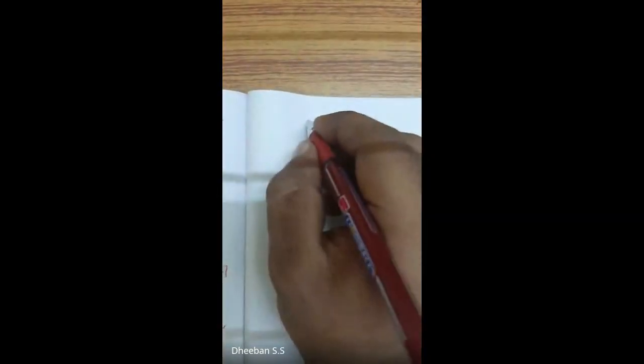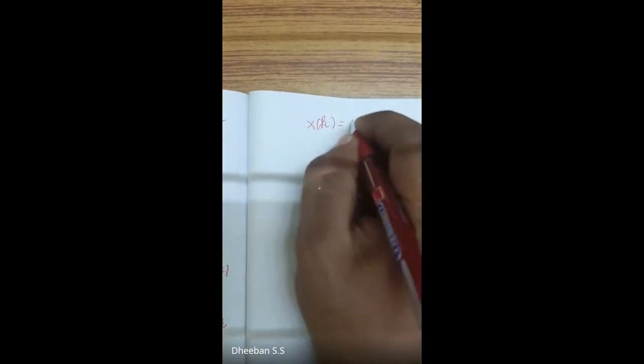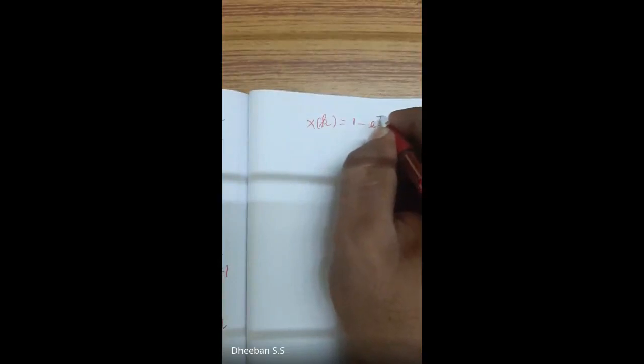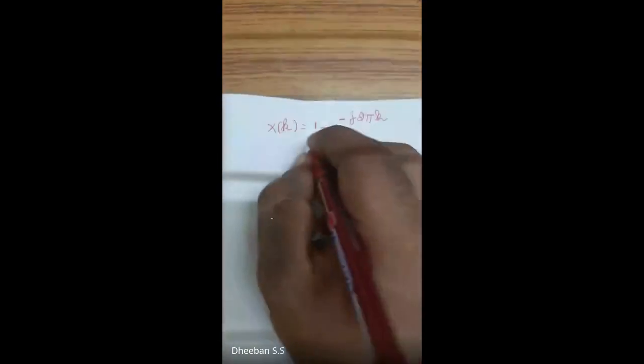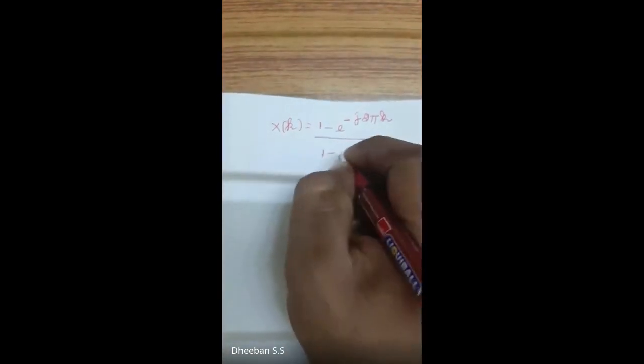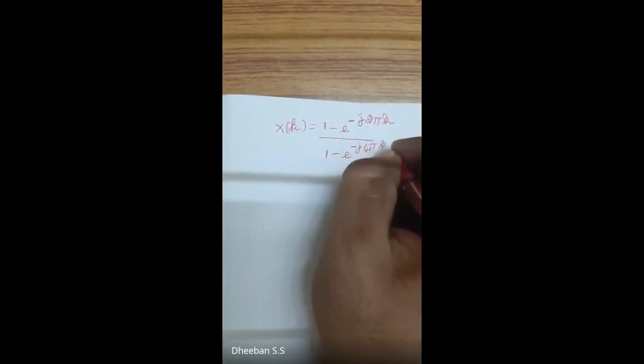Okay. So now if you are substituting the formula for this, you will be getting the final answer as x of k equal to 1 minus e power minus j into 2 pi k, divided by 1 minus the same thing, e power minus j 4 pi k by n.